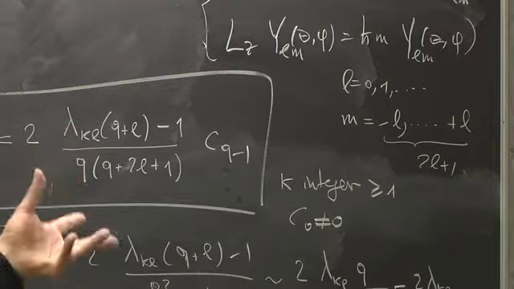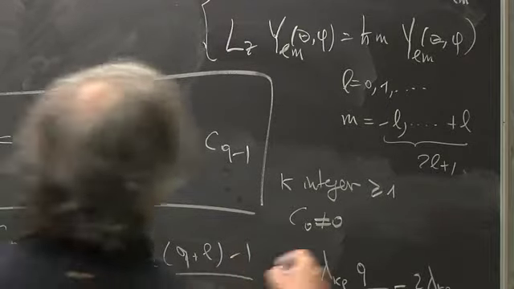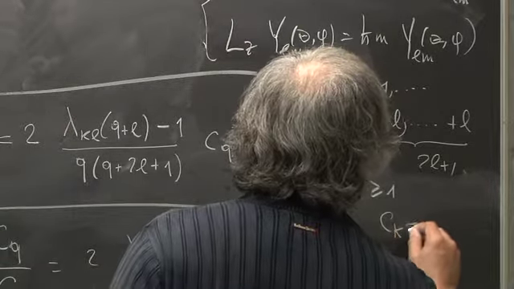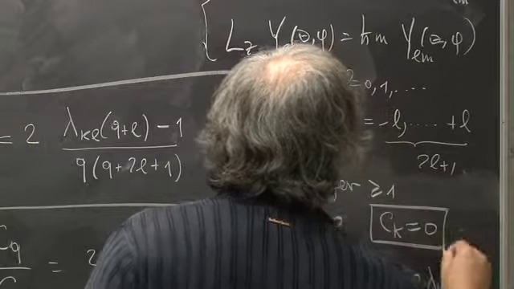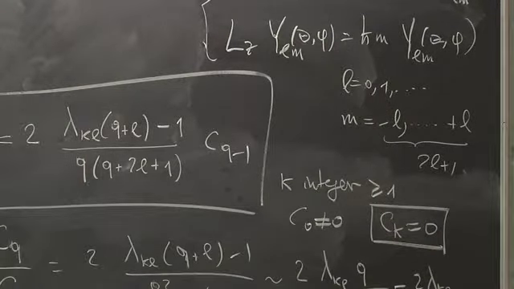But there should be some integer such that Ck eventually is just 0. This integer could be even k equal 1. C1 could be 0, okay? Or C2 or C3, okay? Important is that this thing stops, okay?